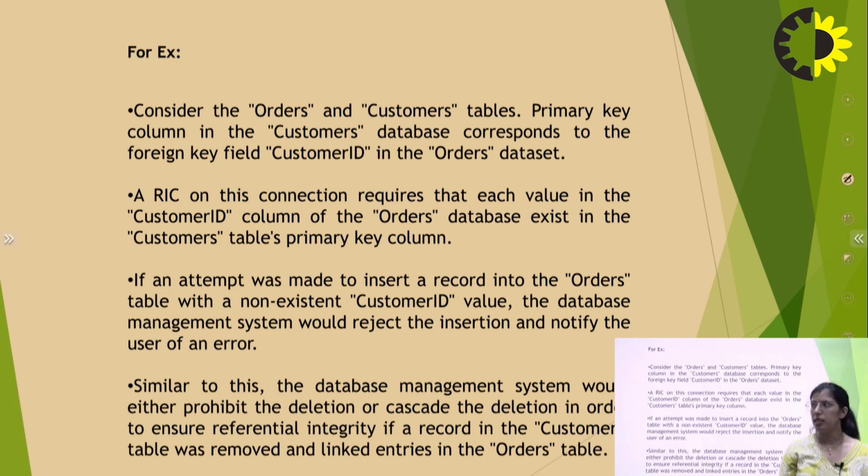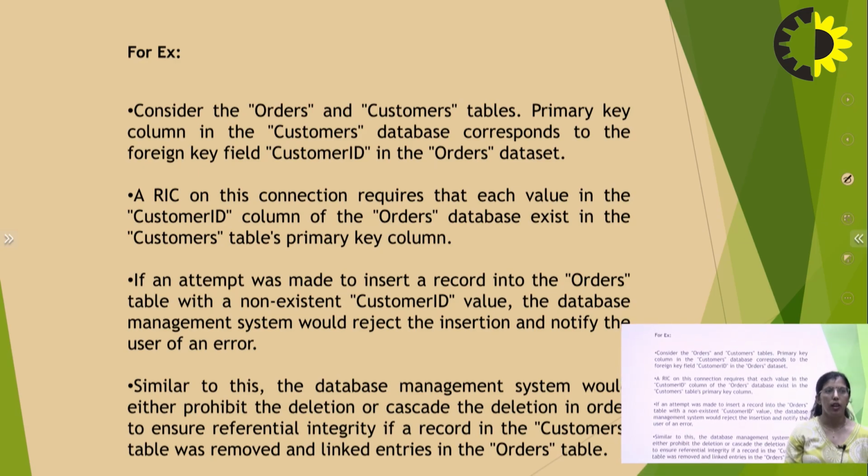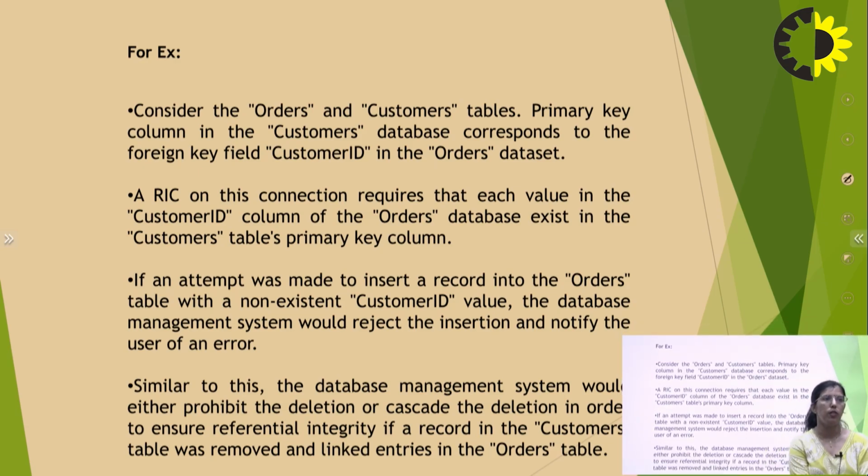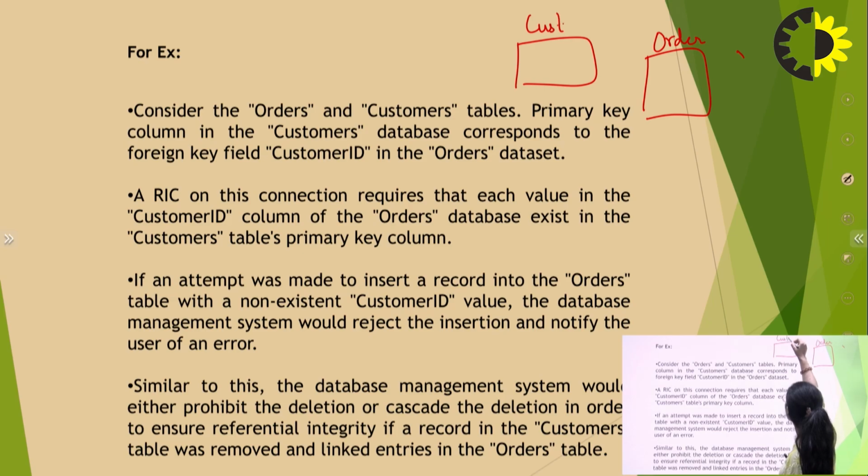For example, let's have the two relations order and customer. The primary key column in the customer table corresponds to the foreign key field customer ID in the order dataset. Let's say we have two relations, one is order and another one is customer. We are having some ID here as an attribute. Also, this customer ID works as foreign key here and primary key here.